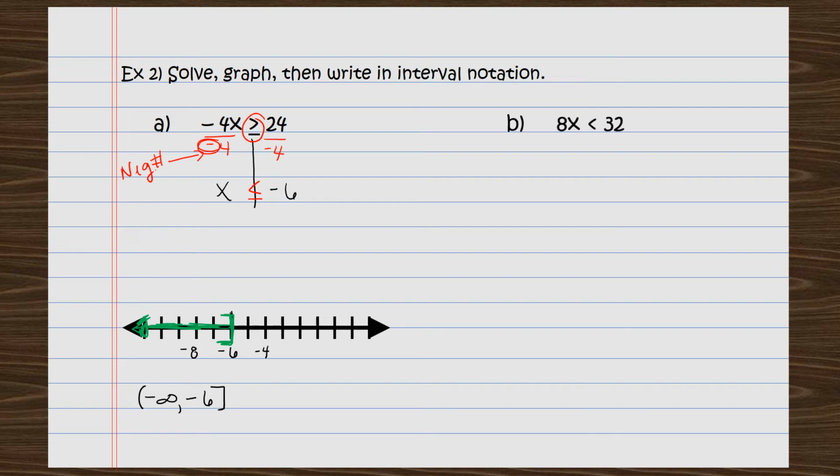Now for problem B, again, we still need to solve for x, which means we are going to divide both sides by 8. Now notice 8 is positive, so there's nothing to be concerned about. And so we leave the inequality alone, and the answer is x is less than 4. And again, no flipping because 8 was positive. Now we need to graph it. I'm going to label it.